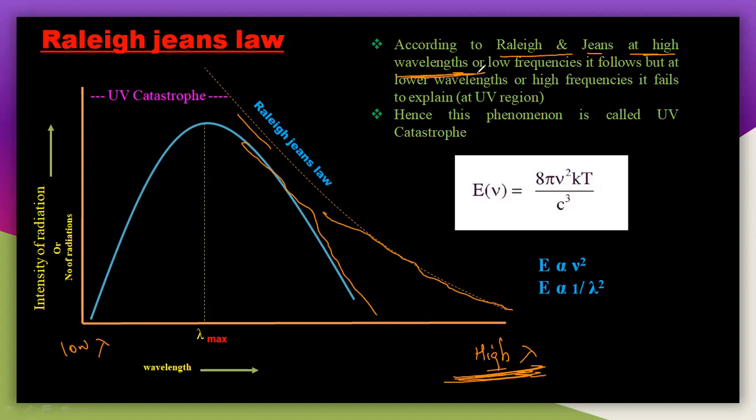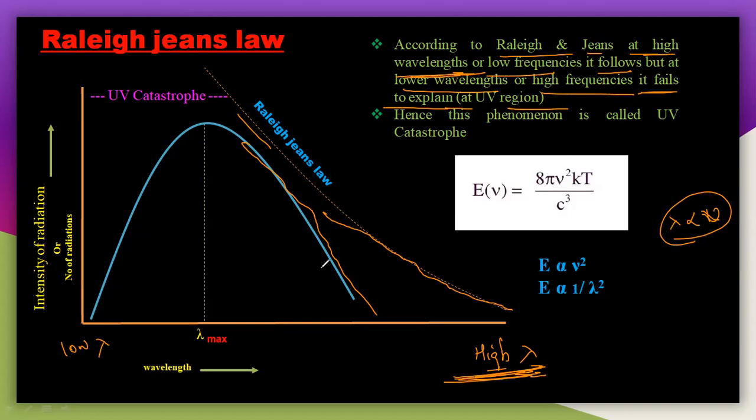at high wavelengths there are low frequencies. Remember that lambda is inversely related to the frequency. That is a very, very important thing here. So at very high wavelengths or low frequencies, it follows the black body spectrum, but at lower wavelengths or high frequencies it fails.